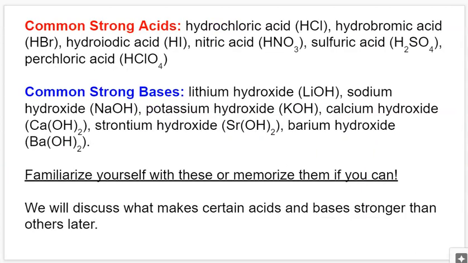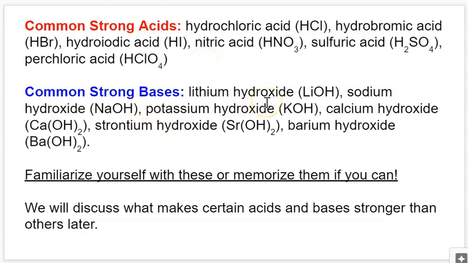So some of the common strong acids are hydrochloric acid, HCl, hydrobromic acid, HBr, hydroiodic acid, HI, so the three halogen acids. HF is a weak acid, but we'll talk about that later. And then nitric acid, sulfuric acid, and perchloric acid. There's sort of two types of strong acids. The HCl, HBr, and HI we call binary acids because they involve two elements. And then HNO3, H2SO4, and HClO4 are called oxo acids. And we'll talk about the differences between those later.